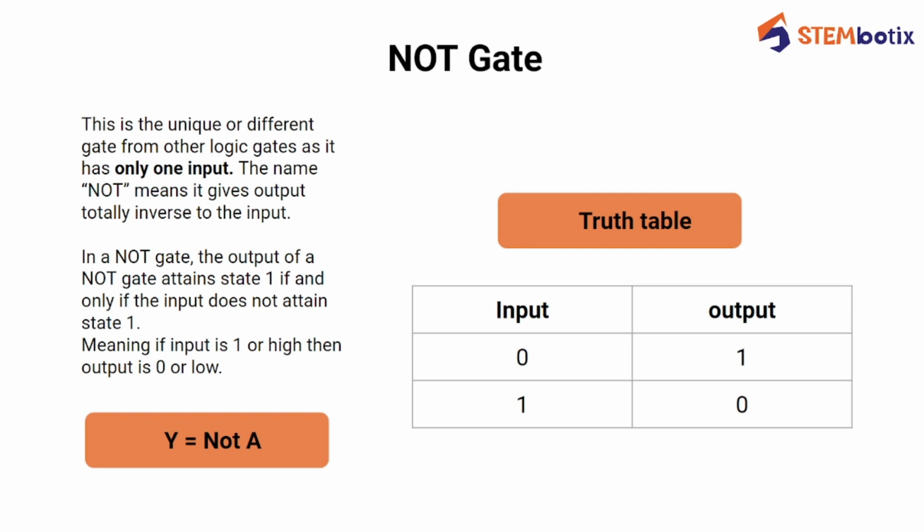So its Boolean expression would be Y equals NOT A, or you can say A bar, means not A. Means when you have 0, then not 0 means what? 1. If you have input as 1, then your output will be what? Not 1, which is 0.